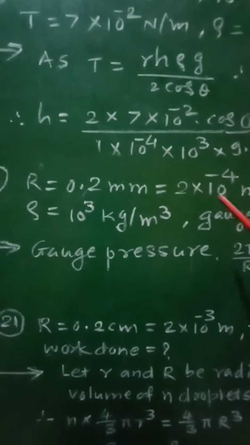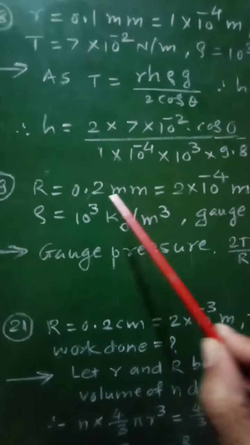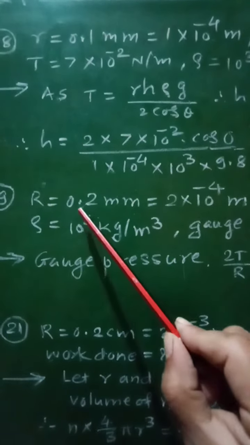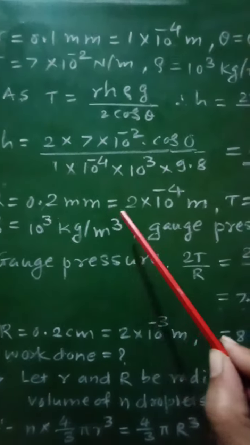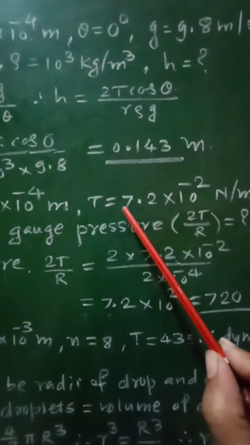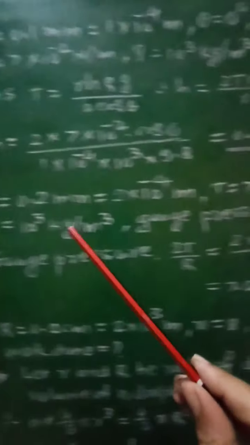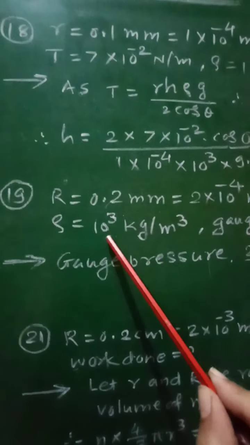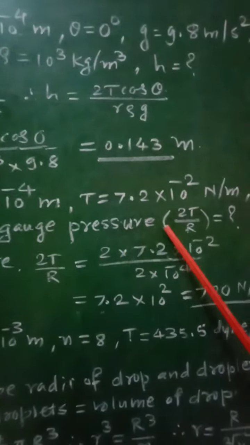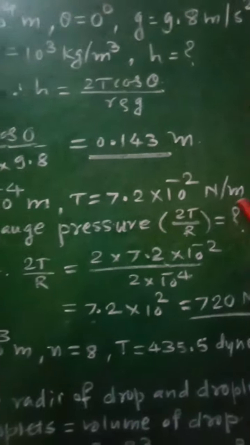and therefore the given data for this numerical is r equal to 0.2 mm, that is radius of that bubble is 0.2 mm, which will be written as 0.2 into 10 raised to minus 3 or 2 into 10 raised to minus 4 meter. Then surface tension T is equal to 7.2 into 10 raised to minus 2 Newton per meter. Then density rho is equal to 10 raised to 3 kilogram per meter cube, and we have to find the gauge pressure, which is given as 2T by R, that is equal to question mark.